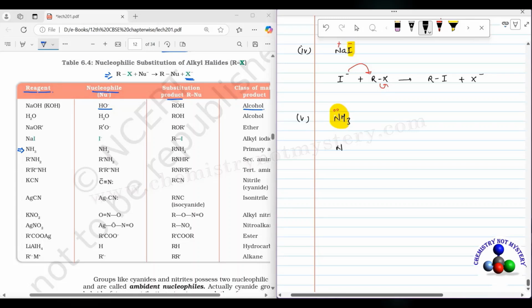So this is nitrogen, NH3, when it reacts with alkyl halide. Nitrogen donates lone pair of electron to alkyl group and makes bond with it and expels the halogen in the form of halide ion. So here you will get nitrogen, it is already bonded to 3 hydrogens. As it donated lone pair to alkyl group, it will develop positive charge. To neutralize this positive charge, it will remove hydrogen in the form of H plus ion. So here you will get the product H2NR. So this is amine.